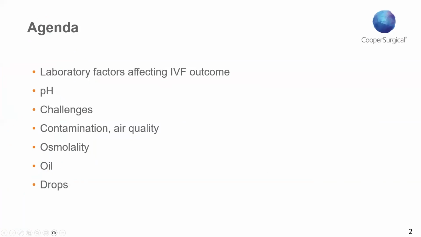So we're going to cover a few factors here. We're going to look at laboratory factors that affect IVF outcome. We're going to look at the effect that pH can have on the system, some of the challenges that we face. What about contamination and air quality? Look at osmolality, the role of oil and how important that is, the drops that we use, the drop sizes, shapes, volumes, etc. And then just a summary at the end. And hopefully at the end of the presentation, you'll have an understanding of how important the dish preparation technique and stability is to the whole process.